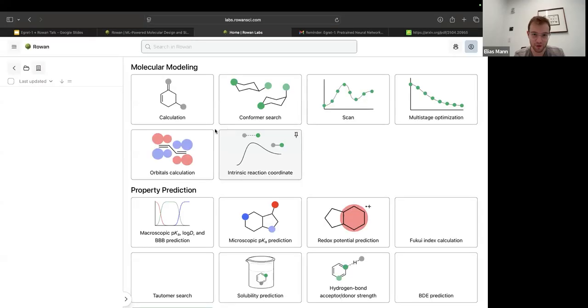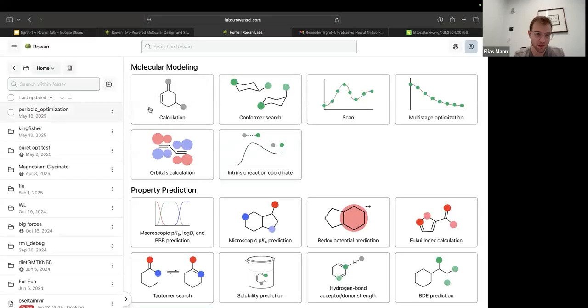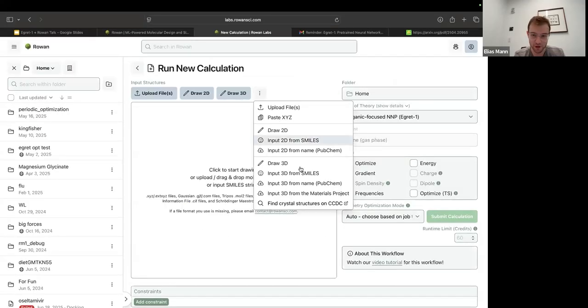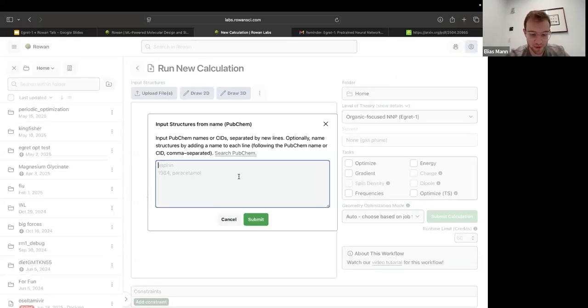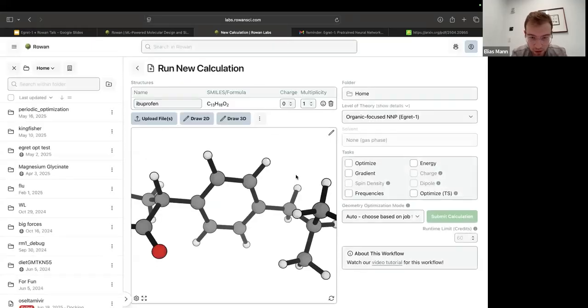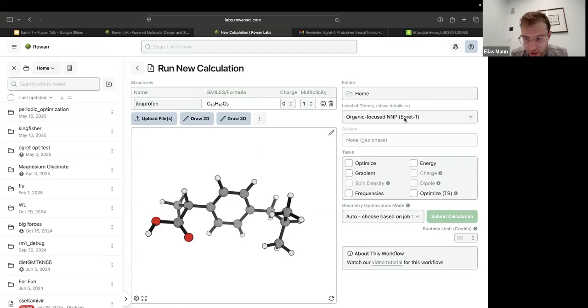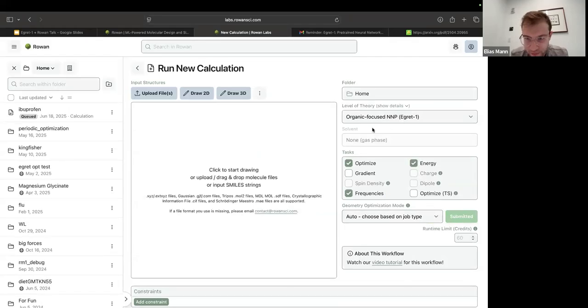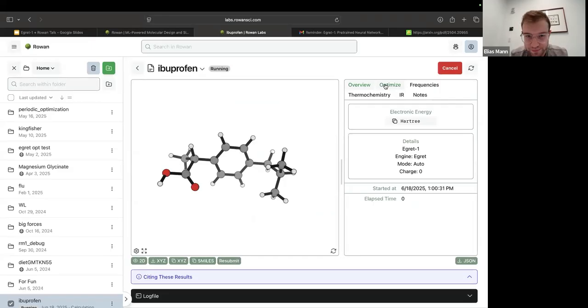I can show you a quick example of how you can use Egret on our platform pretty easily. I'll just show an example of, we'll optimize ibuprofen here. This is ibuprofen. We're using Egret. We'll run an optimization, and this should take about a minute.